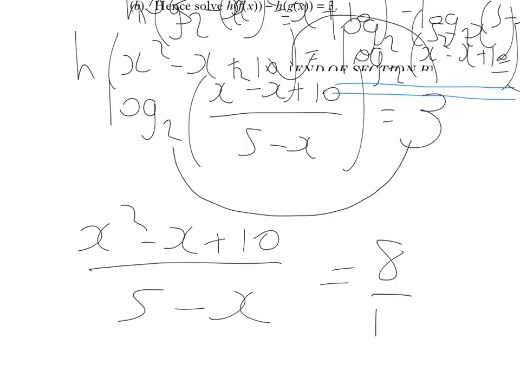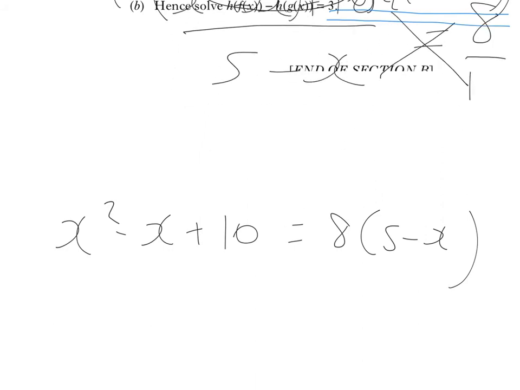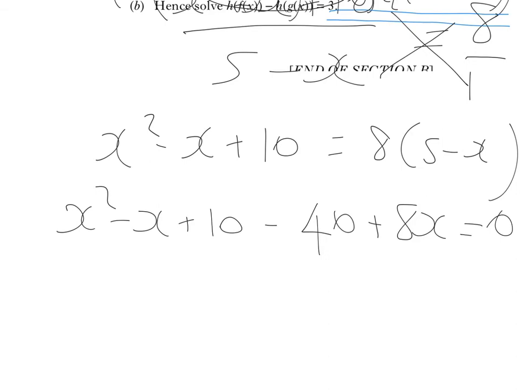I'm then going to write 8 as 8 over 1 and cross multiply. Okay, so that will give me x squared minus x plus 10 times 1 will give me x squared minus x plus 10. And that's going to be equal to 8 bracket 5 minus x. I'm just going to expand things out now and bring everything across and make it equal to 0. So that's going to be x squared minus x plus 10 minus, well, 8 5s are 40, bring it across and it's minus 40, and 8 times minus x is minus 8x. Bring that across, make it plus 8x, and that's equal to 0.